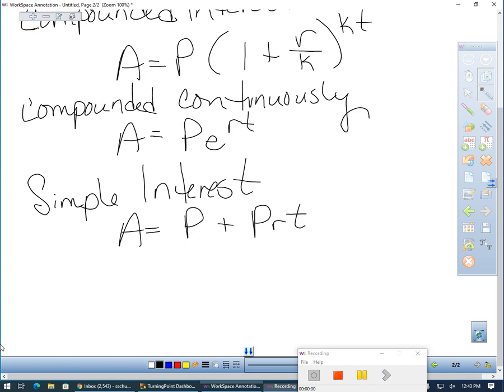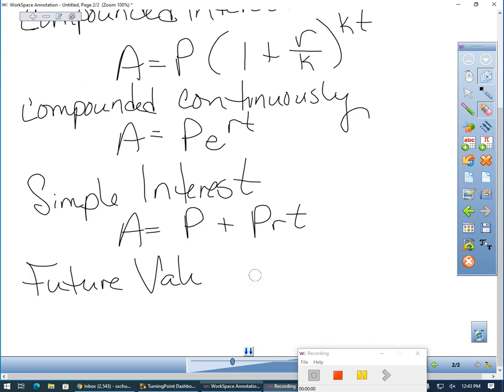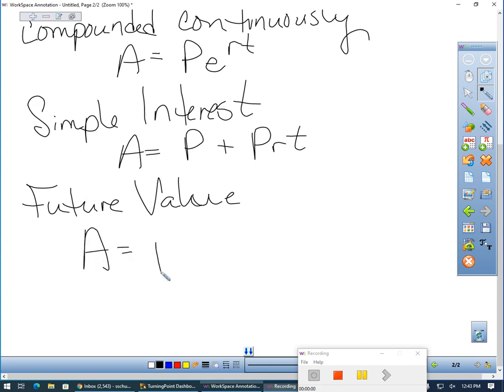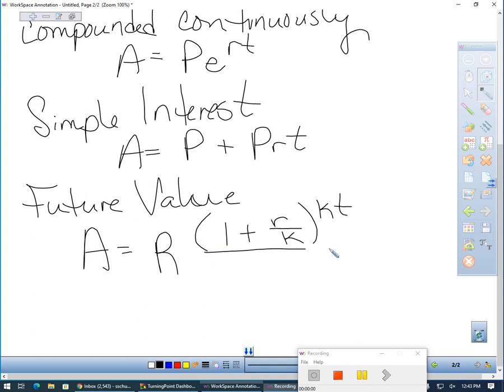Okay? Last one we have is what we call future value. Hopefully I can spell. All right, future value. And this equation is A equals P. We have the P out in front. That's going to be our payment. Actually, let's use an R here to represent payment. So R, and then we have 1 plus a little lowercase r over K to the KT, divided by r over K. All right, so in this one, this is your monthly payment. Everything else, of course, we know.